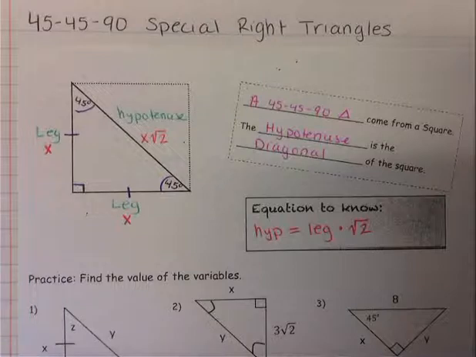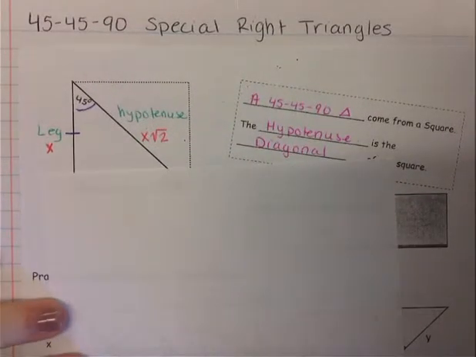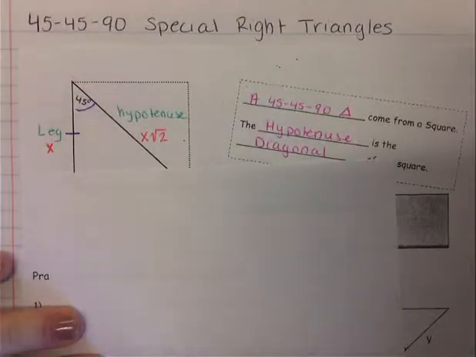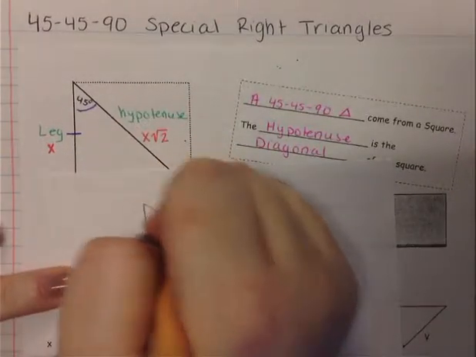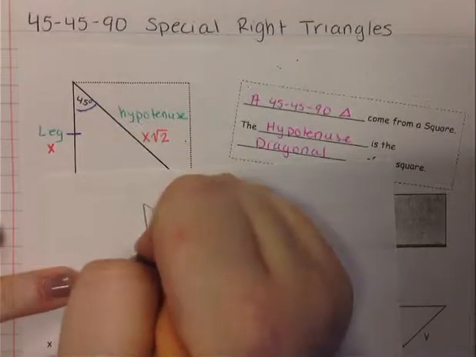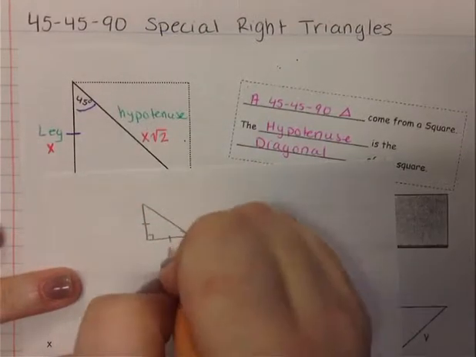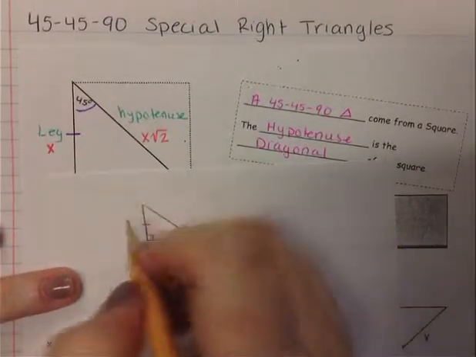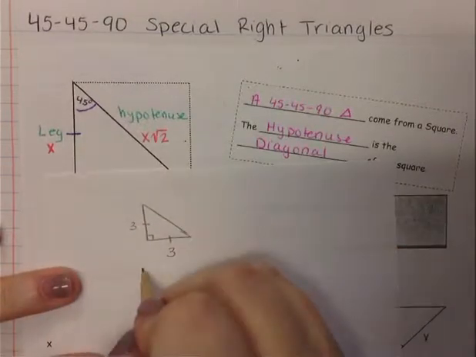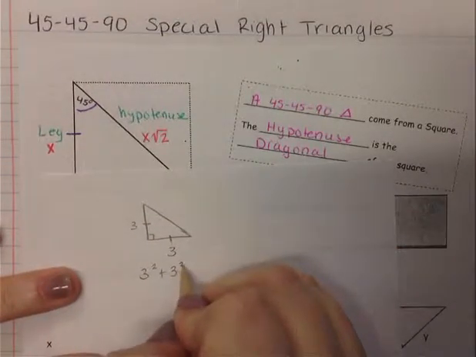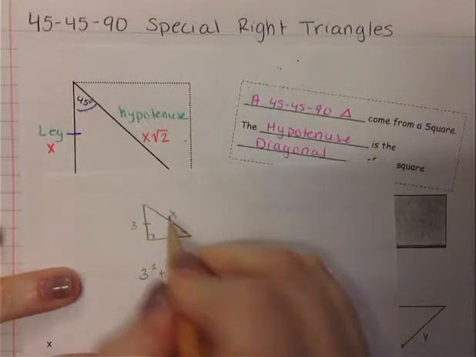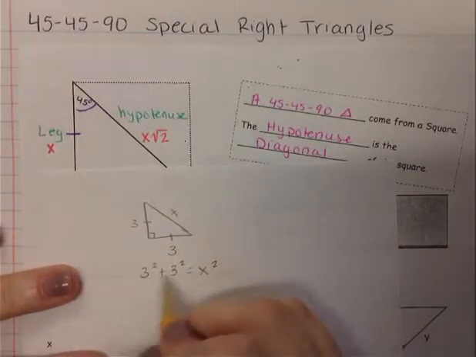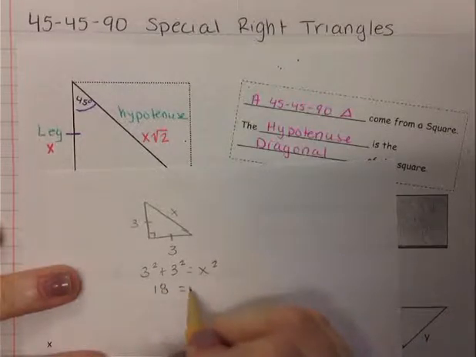We'll do a short example of just how you can see that this will happen every time using the Pythagorean theorem. If I have a right triangle, and I know these sides are the same, and I know that this side is 3, then I know that this side is 3. I know that 3 squared plus 3 squared is equal to x squared. I can say this is x. 3 squared plus 3 squared is 18, equal to x squared.